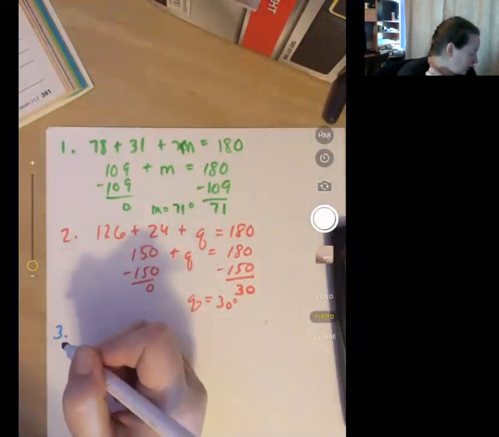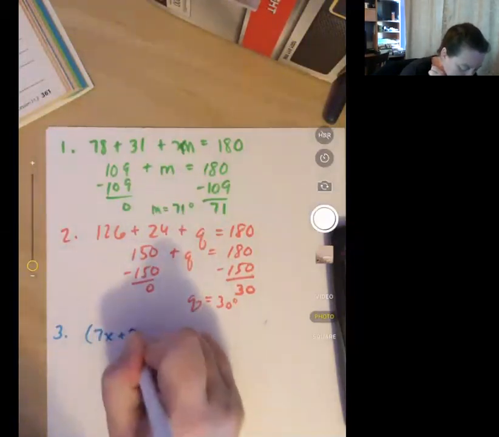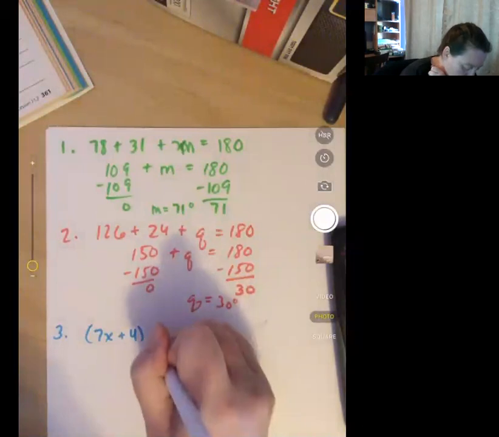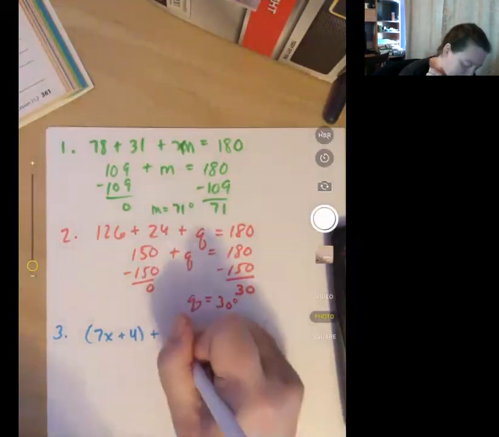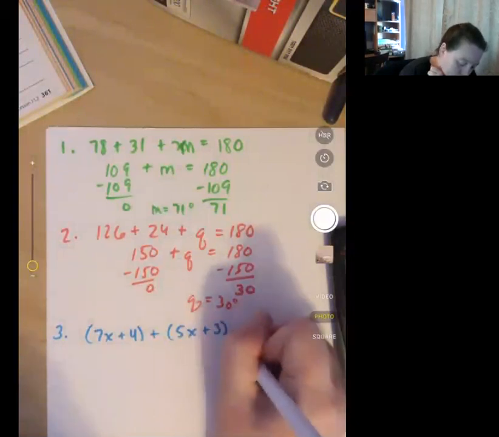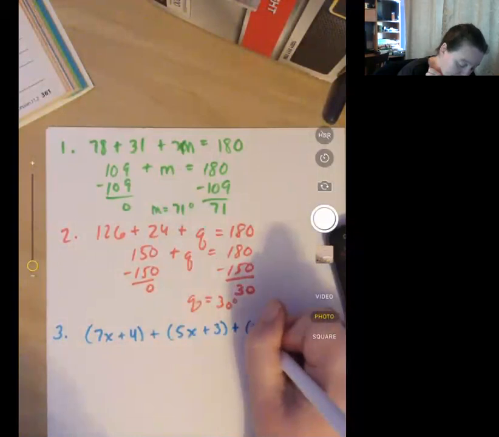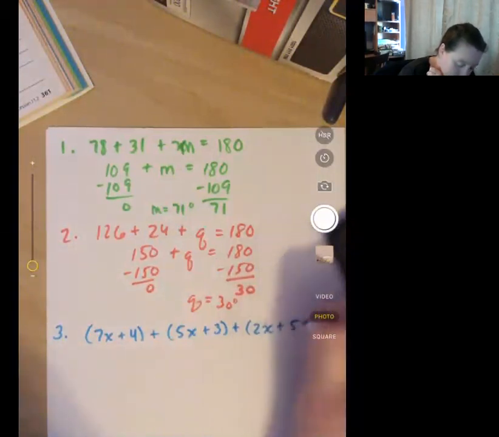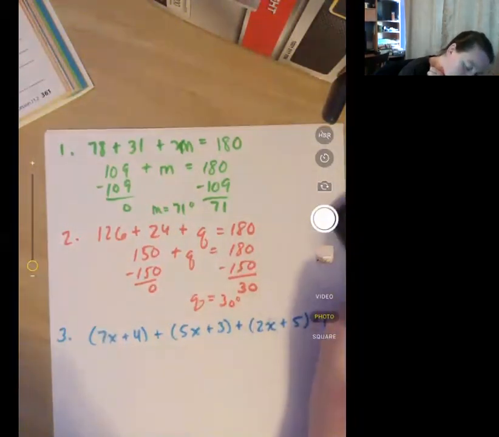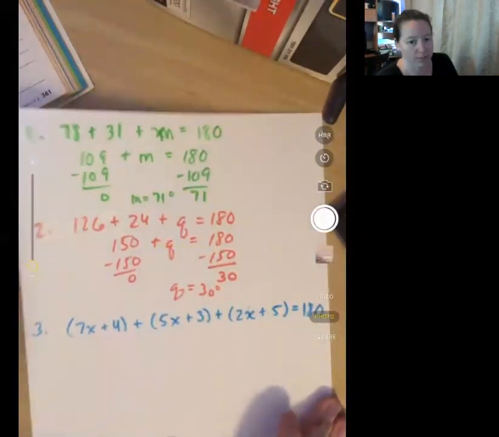For number 3, what we end up having to do is this. We are given all of these interior angles to deal with, but none of them are actually given to us. They are all just given to us as equations to solve. So I need to sit here and plug in every single one of these and set it all equal to 180. Okay, so every single one of them gets plugged in.